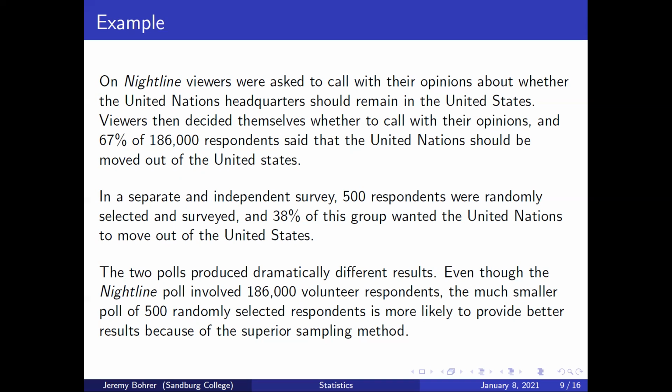That is, people were not chosen by themselves. The people who responded to the Nightline poll were very likely people who had strong opinions about whether or not the United Nations stayed in the United States.